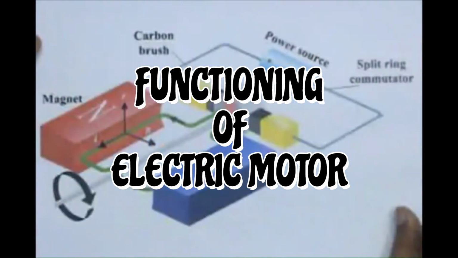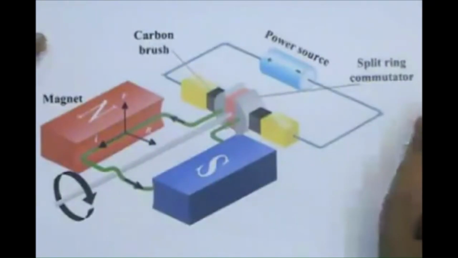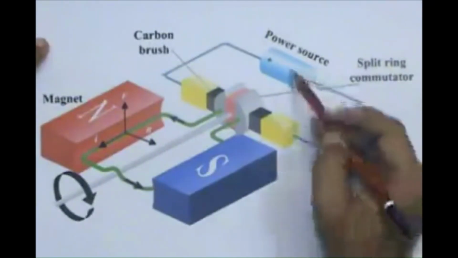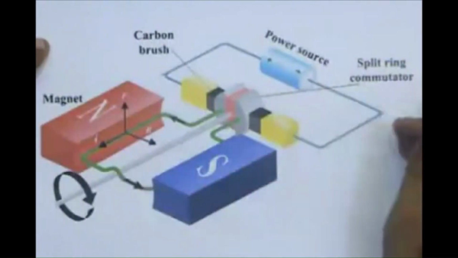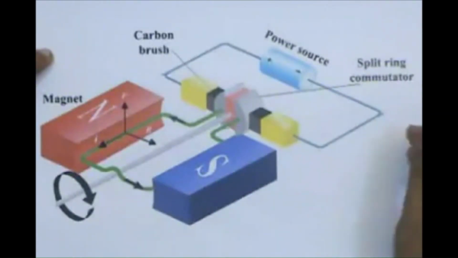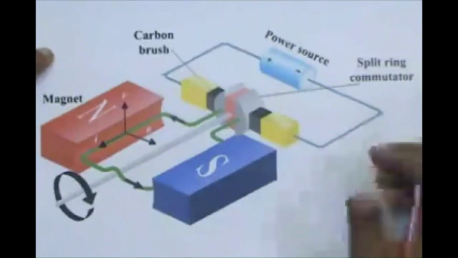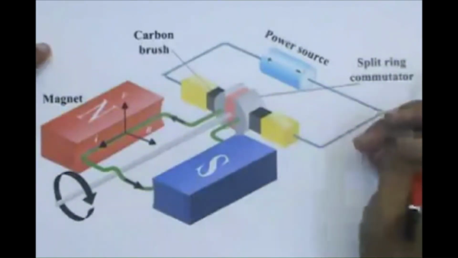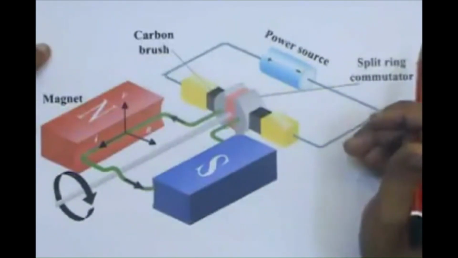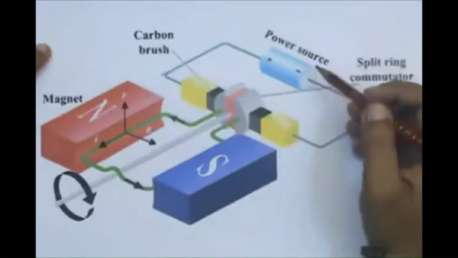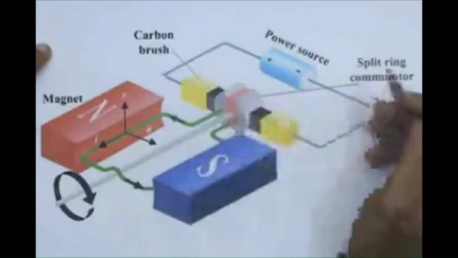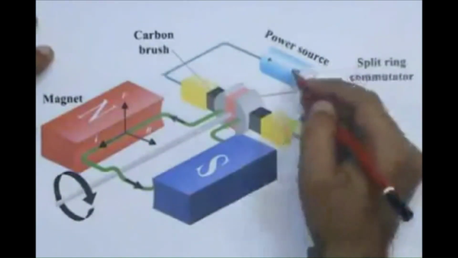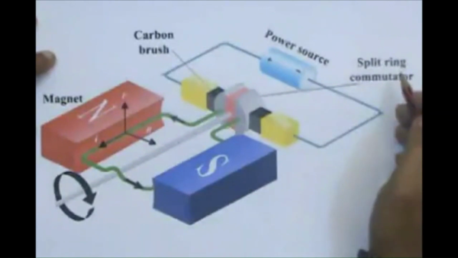Functioning of electric motor. Electric motor is a device which converts the electric power source into a mechanical rotation. It is used in a variety of apparatus. We will first start with its construction. This construction is simple. It contains one circular loop that carries a current released from the power source or the battery.